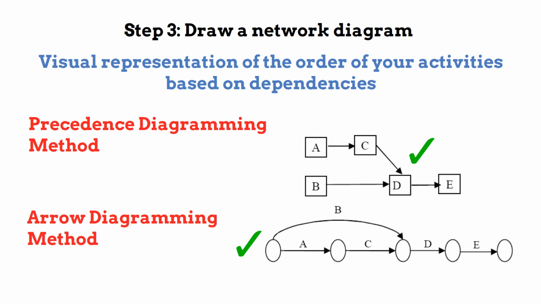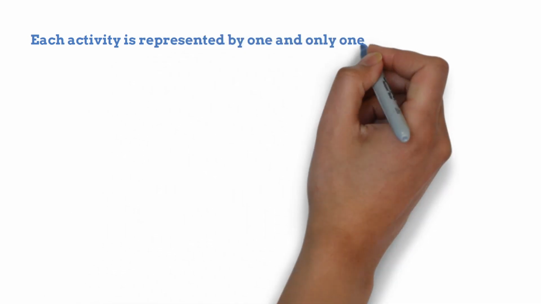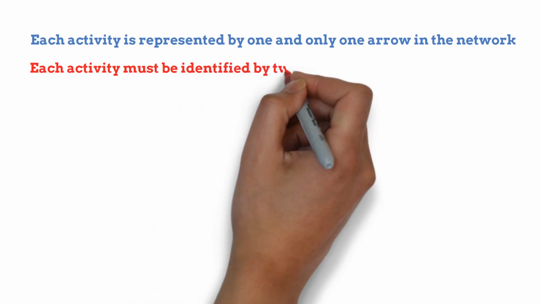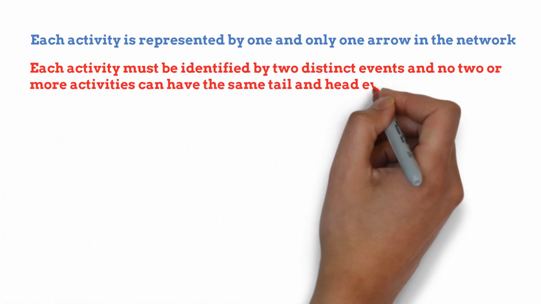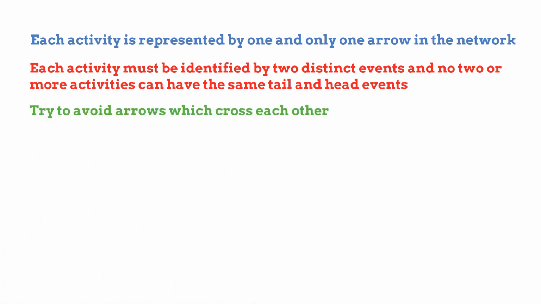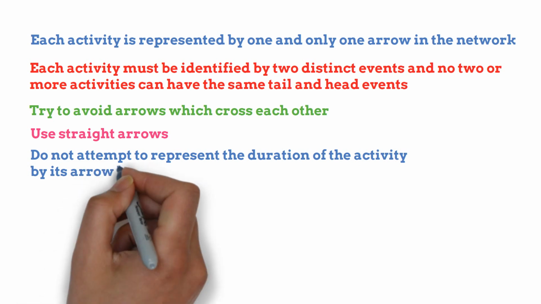There are certain rules to be followed while drawing a network diagram. Each activity is represented by one and only one arrow in the network. Each activity must be identified by 2 distinct events and no 2 or more activities can have the same tail and head events. Try to avoid arrows which cross each other. Use straight arrows. Do not attempt to represent the duration of the activity by its arrow length.